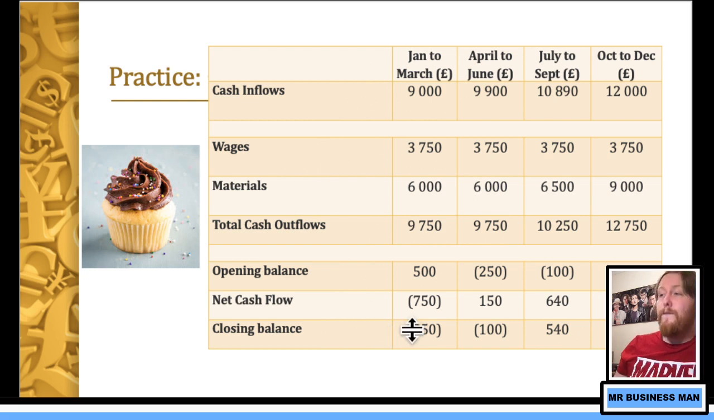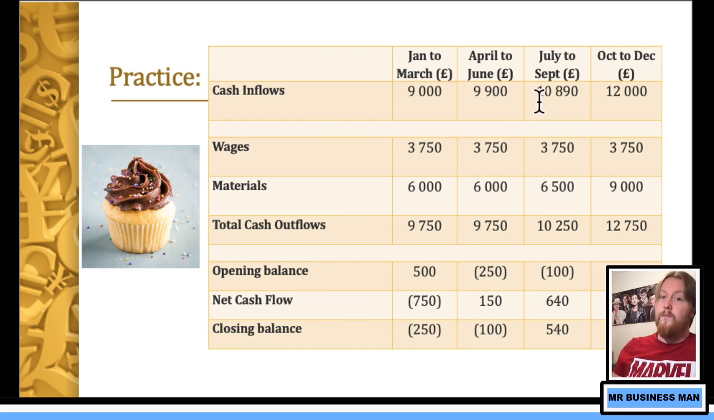Now the minus 250 becomes the next month's opening balance. So we started with minus 250. What happened this month? We had 9,900 inflow. We had a total cash outflow of 9,750, which meant we made 150 quid, which is good. So we put that in our net cash flow here. And then we say, minus 250 plus 150 gives us minus 100. Can you see how it works?